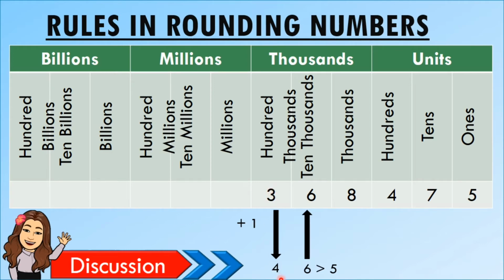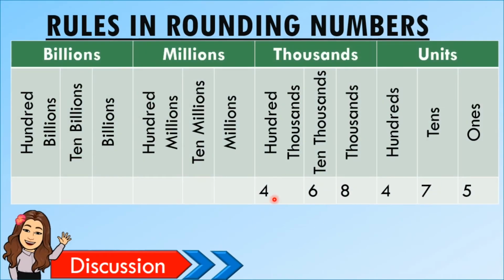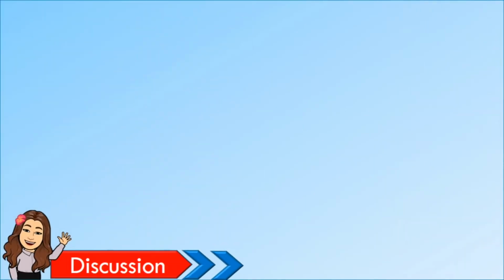Then what's the next rule? The next rule is, you're going to replace all the remaining numbers with digit zeros. So it will become like this.